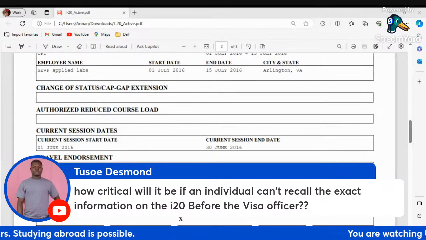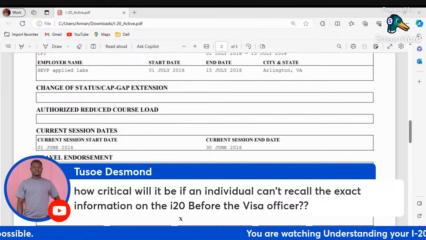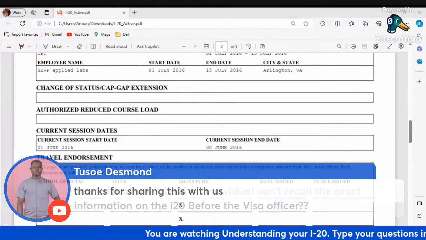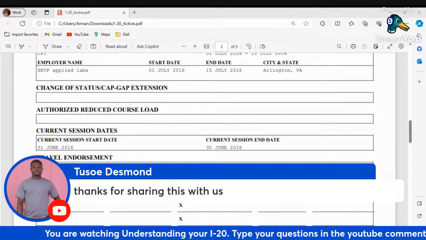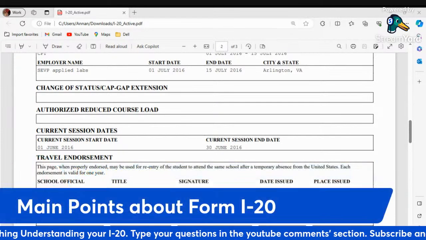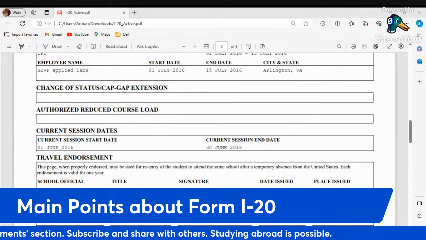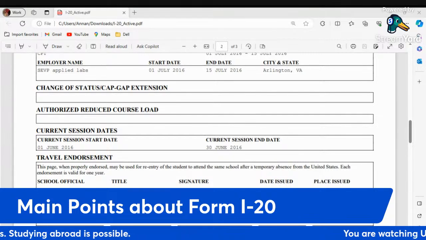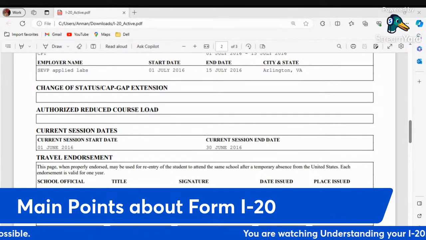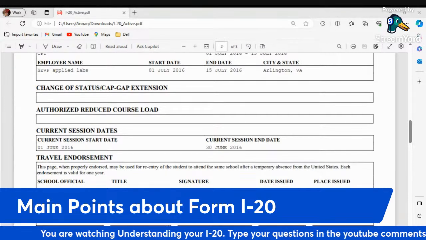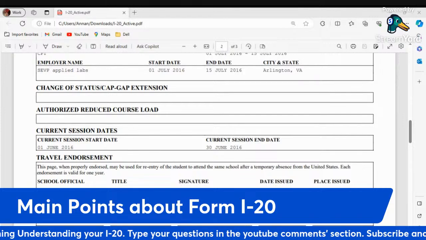Let me go back to the questions and see if we have more questions. I think this one is saying, thank you for sharing this with us. What do you do after getting the I-20 form? We will do this next week, but I want to still go through certain things.